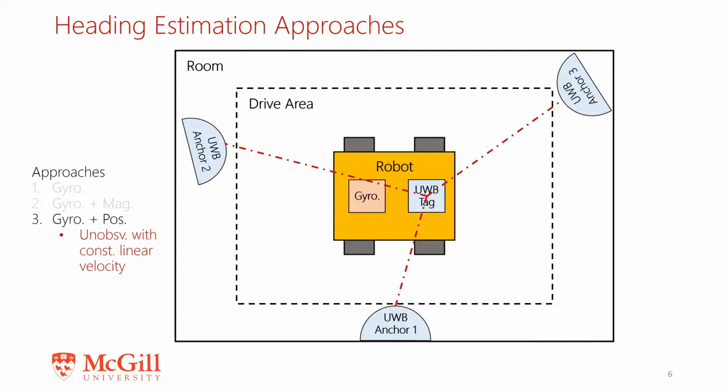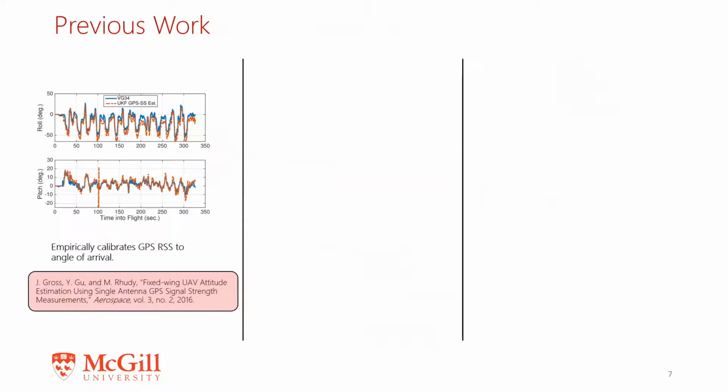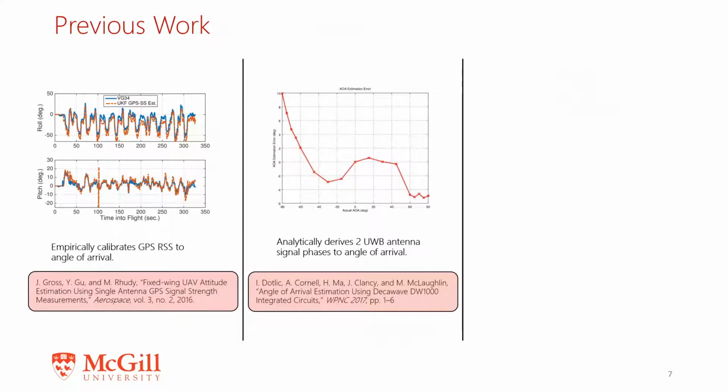Nonetheless, there are other measurable quantities in positioning systems which have been used to deduce the heading. Particularly, a work by Gross empirically calibrated a relationship between the received signal strength and the angle of arrival of a GPS receiver. Used with a gyroscope prediction step, they were able to deduce the roll and pitch of their UAV. Dotlik and the UWB company Decawave used a UWB module with 2 antennas to analytically derive a relationship between the difference in received signal phases between the antennas and the angle of arrival.